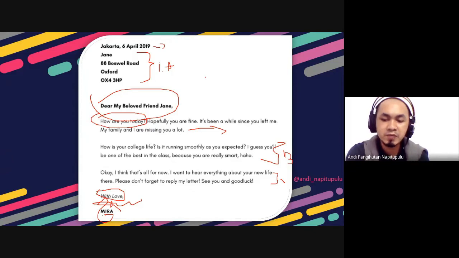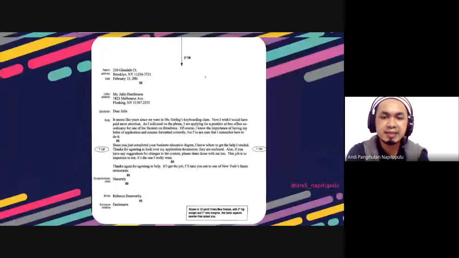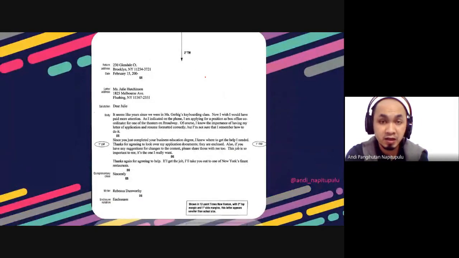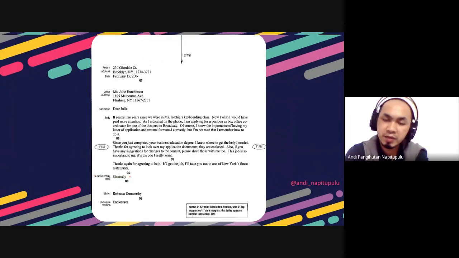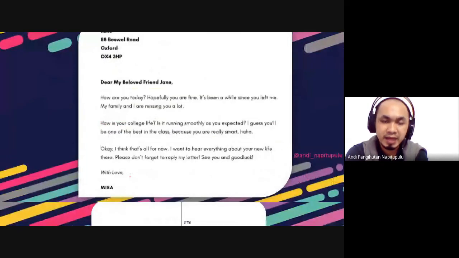Now let's move on to the business letter. This is an example of a business letter. We have learned about that last year. Let's take a look at this one. From the structure, it's very different, right? Look at the complimentary clause. Here it uses "Sincerely," but here it uses "With love," right? Different. You can take a look at this one.